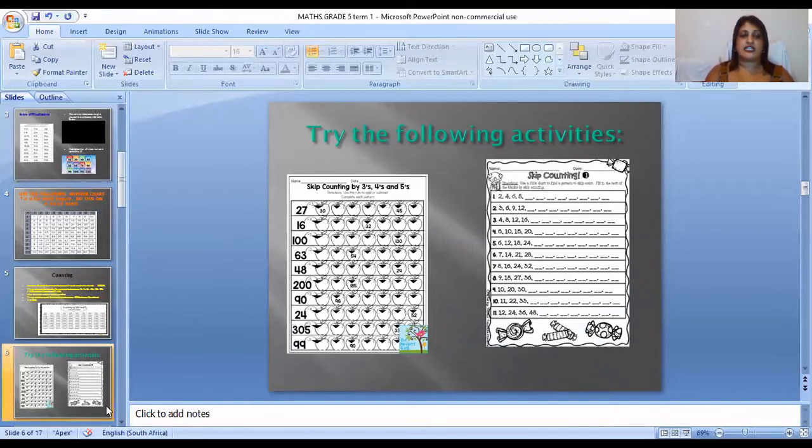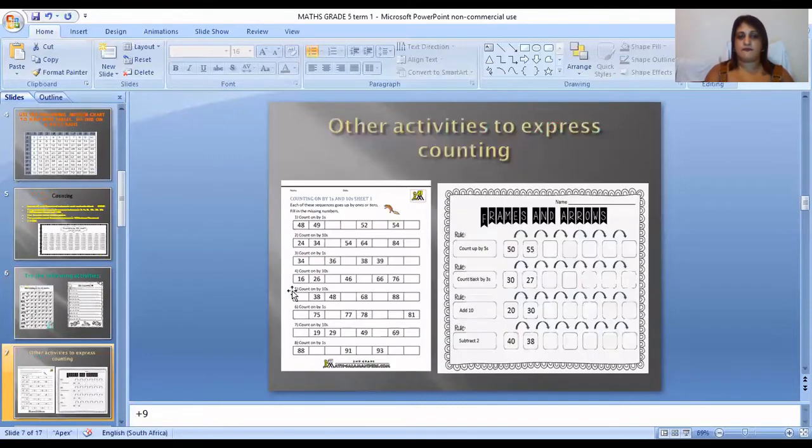Now, let's look at another way of doing number patterns. Number patterns can either go upwards or downwards, depending on the number. Here we can see 48, 49, we're adding 1 each time. 24 to 34, 34 minus 24 is 10. So here I'm adding 10 each time, and you can see the rest, what you're adding each time when you're counting.